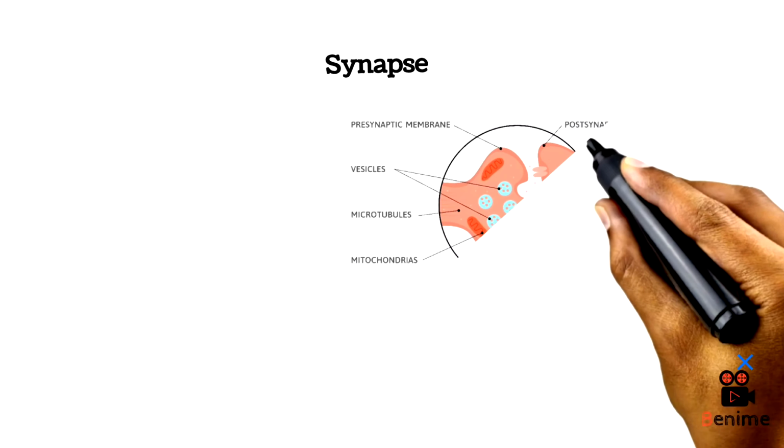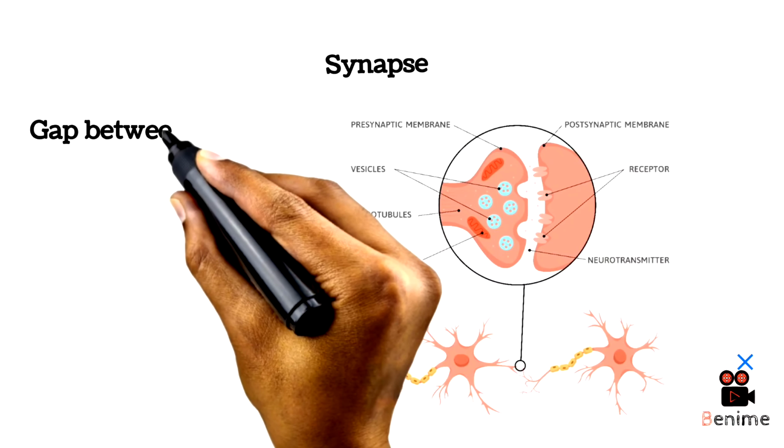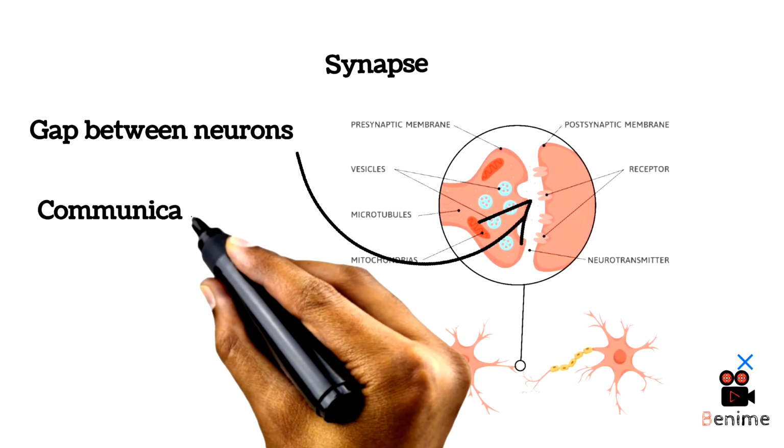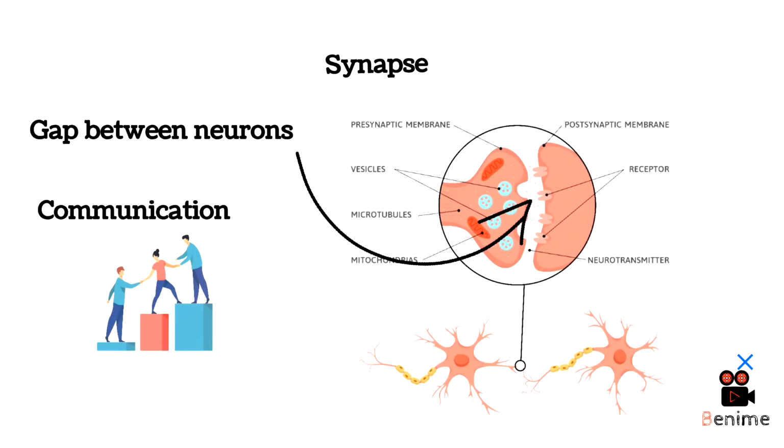Now synapse. A synapse is the gap between two neurons. It helps in communication using neurotransmitters.